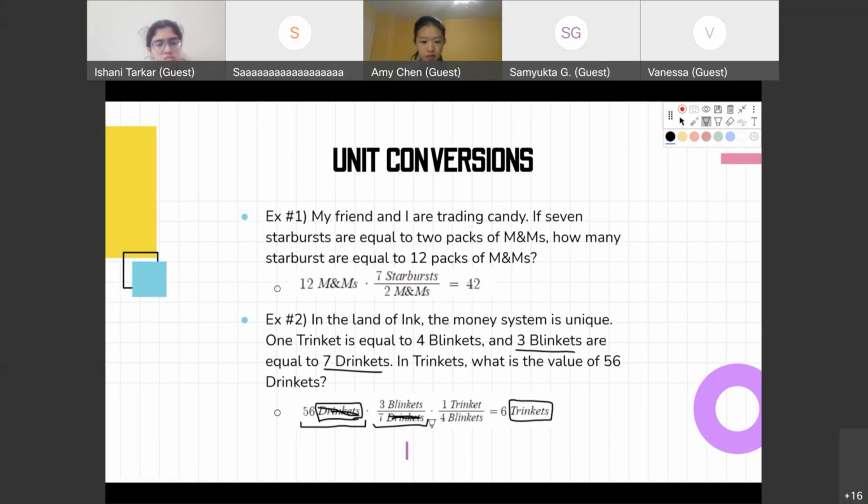Then we have to multiply by a factor that will convert blankets to trinkets. And the question tells us that 1 trinket is equal to 4 blankets. So if we multiply by this conversion factor, 1 trinket over 4 blankets, again, that's just 1, so it doesn't change the actual value, it just changes the units. And then since the blankets are in the numerator and the denominator, they cancel out, and so we're left with just the trinket unit, and then just a bunch of numbers, which we multiply out to get 6 trinkets.